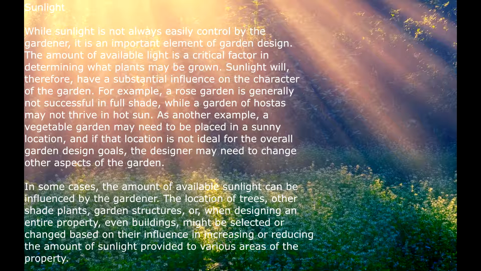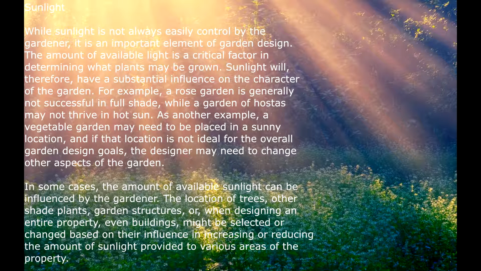Number 7. Sunlight: While sunlight is not always easily controlled by the gardener, it is an important element of garden design. The amount of available light is a critical factor in determining what plants may be grown. Sunlight will, therefore, have a substantial influence on the character of the garden. For example, a rose garden is generally not successful in full shade, while a garden of hostas may not thrive in hot sun. As another example, a vegetable garden may need to be placed in a sunny location, and if that location is not ideal for the overall garden design goals, the designer may need to change other aspects of the garden.